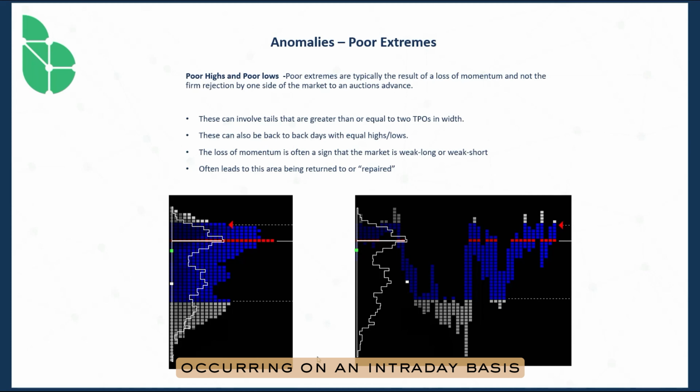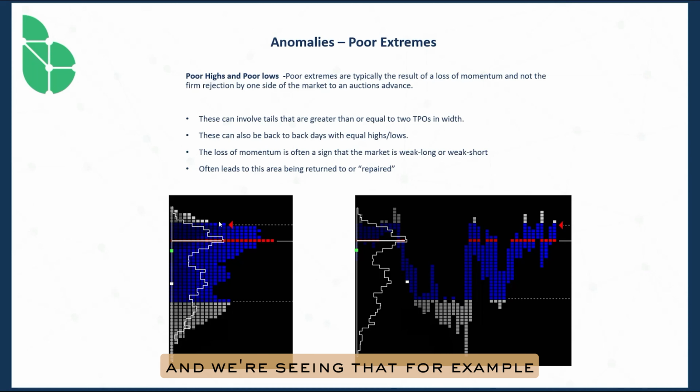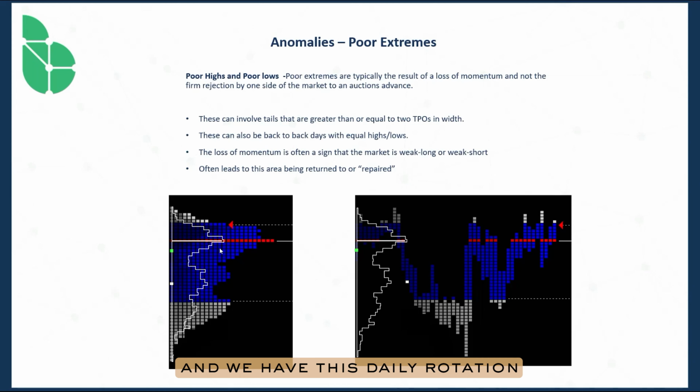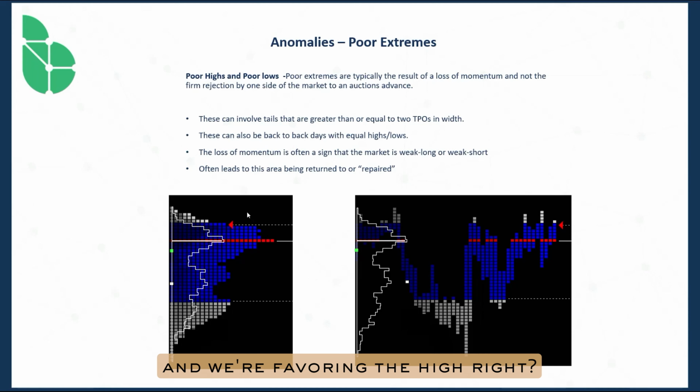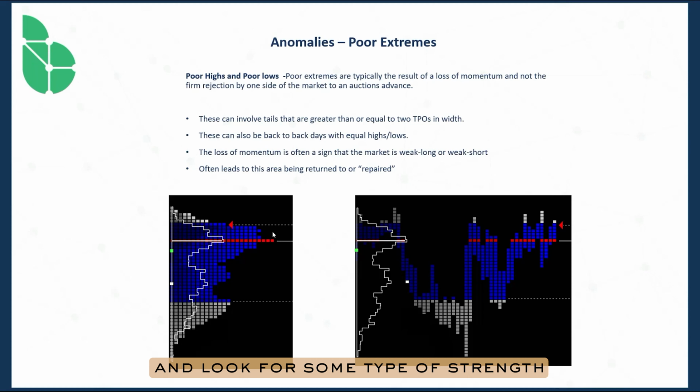Now, you could see this occurring on an intraday basis. So if we're looking at this currently on a daily basis, and we're seeing that, for example, we're setting up, and we have this daily rotation, and it is halfway through the day and we're favoring the high, you could see this potentially setting up and look for some type of strength in microstructure, again, to set up for that long opportunity to repair or return to this high.